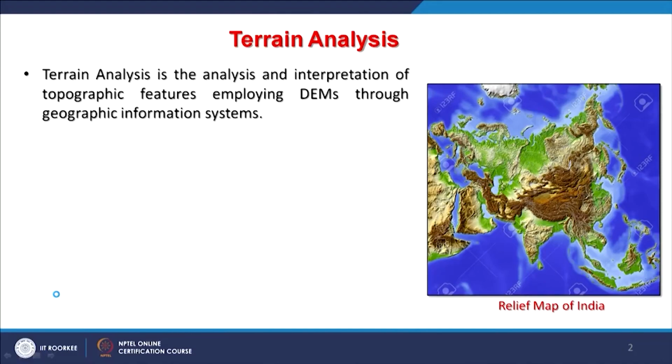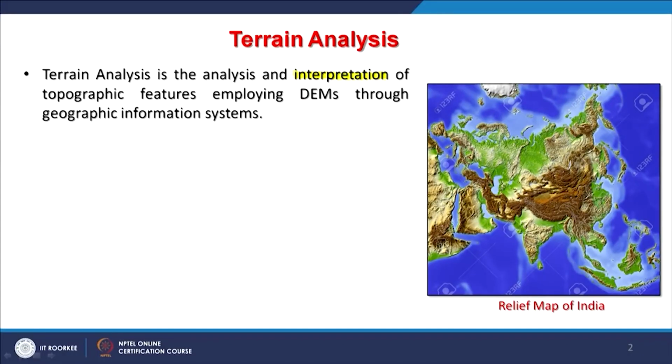Whereas when you use a TIN model, you do not have to create separate slope and aspect maps. The slope and aspect maps are created simultaneously once the TIN is created. So for terrain analysis, definitely you need not only slope and aspect information or maps, but many other information also. So this discussion will go on about the different derivatives of DEM, and we have seen two major ones, slope and aspect. Now we will continue on this.